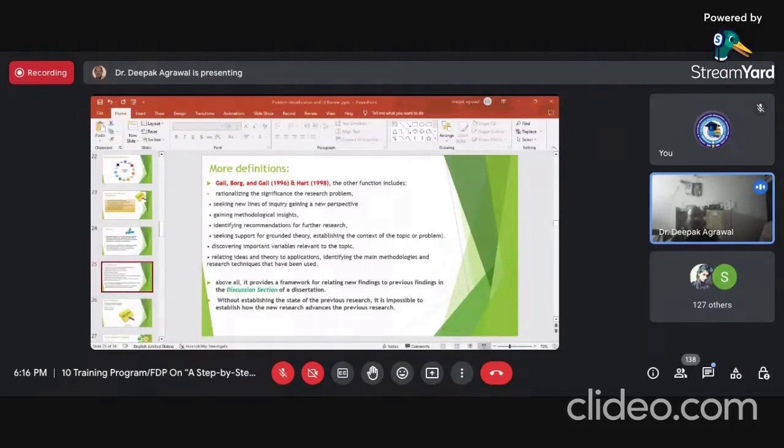Here are a few more definitions. A research literature review is helpful in seeking new lines for inquiry, gaining new perspectives, and so on. Overall, I would like to say that it provides a framework for relating new findings to the previous findings. What is the literature review doing? It is providing a base for the previous findings, which can be incorporated in the new finding.